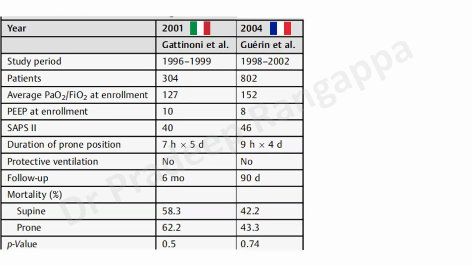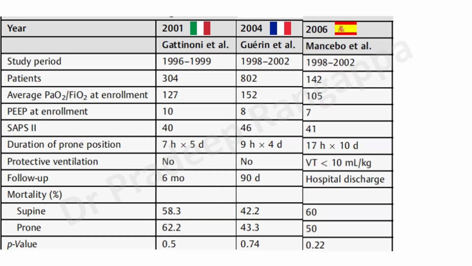Then the Guérin et al. study. The PROSEVA trial was done later by Guérin et al., but the initial trial by Guérin et al. was in 1998. Here they did not use protective lung ventilation. They used prone for 9 hours for 4 days, and followed up the patients for 90 days. It was the biggest study, 802 patients were recruited, and they had severe ARDS. When they looked at mortality, there was no benefit between supine and prone. As you see, it was not statistically significant. It's the same Guérin et al. who did the PROSEVA trial in 2013, after around 10 years.